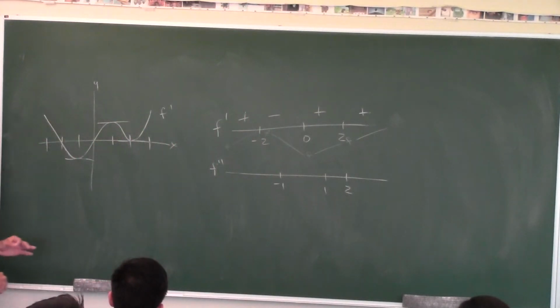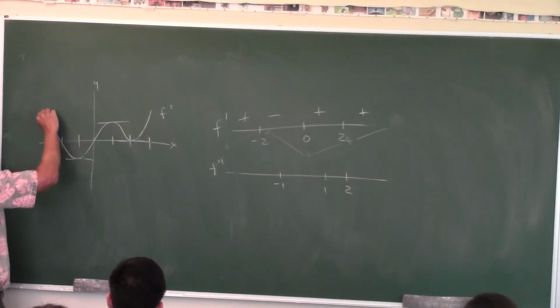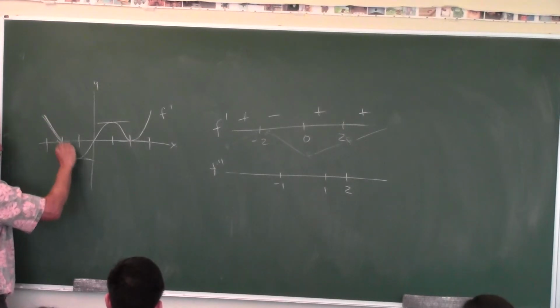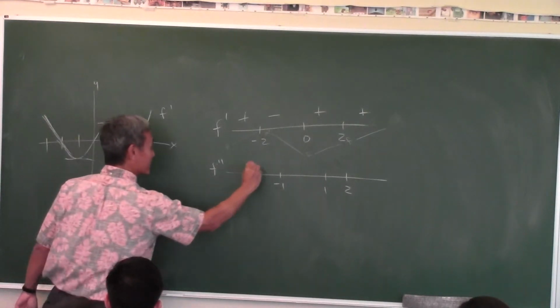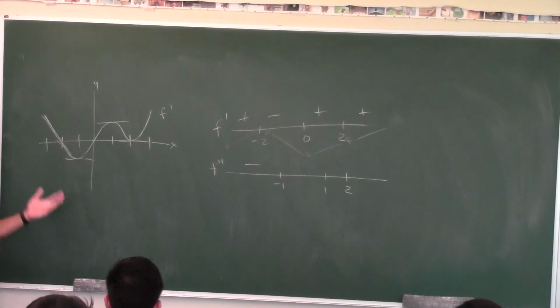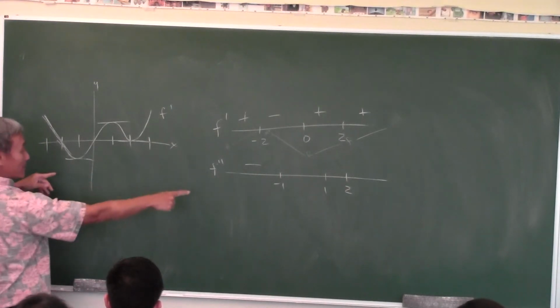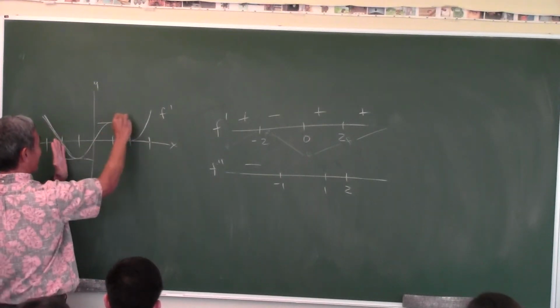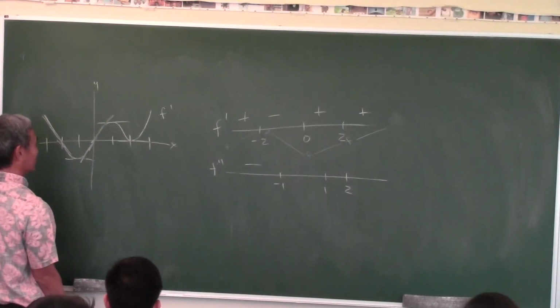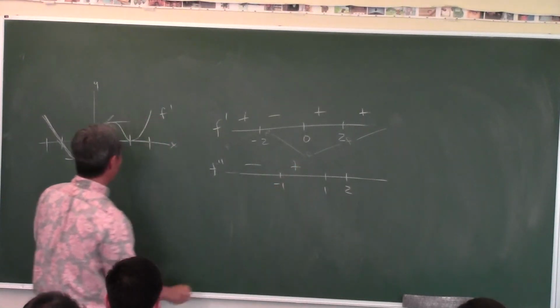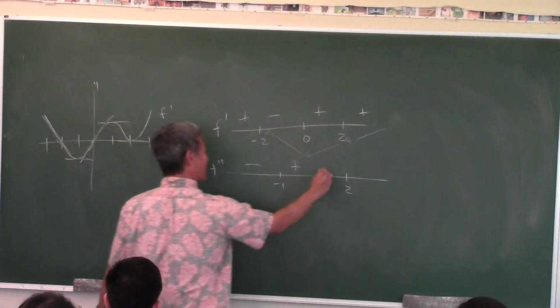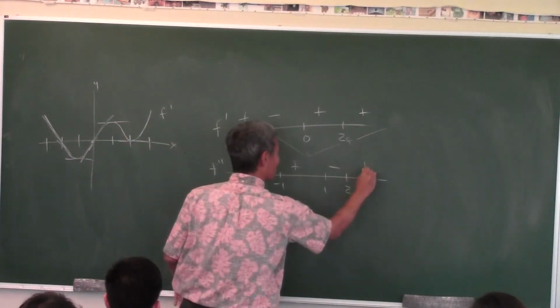Now, how do you fill in the signs? Well, if the graph is going downhill, what can you say about the slopes? The slopes are negative. So you're making a number line for the slope of this graph. Now, what about between -1 and 1? If the graph is going uphill, what can you say about the slopes? They're positive. So if the graph is going downhill, then you put minus. If it's going uphill, you put plus.